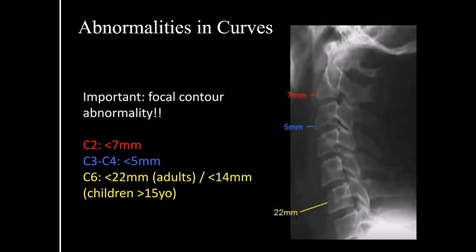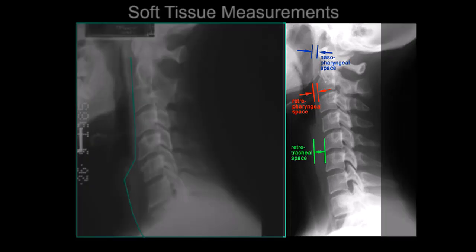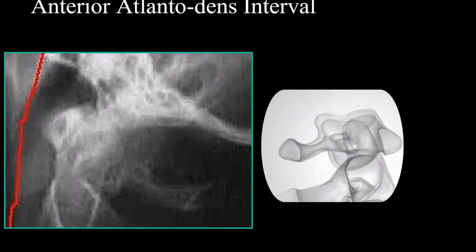So again, let's take a look at the abnormalities in the curves. Remember, the focal contour, or the abnormality of the focal contour, is important. At C2, it should be less than 7 millimeters. At C3 and C4, less than 5 millimeters. And at C6, 22 millimeters in adults and 14 millimeters in children. Abnormal measurements may indicate soft tissue swelling from obvious or occult fractures, hematomas, or abscesses.